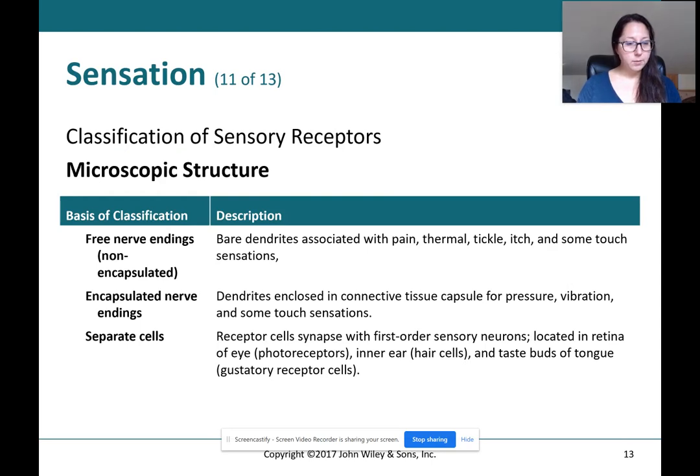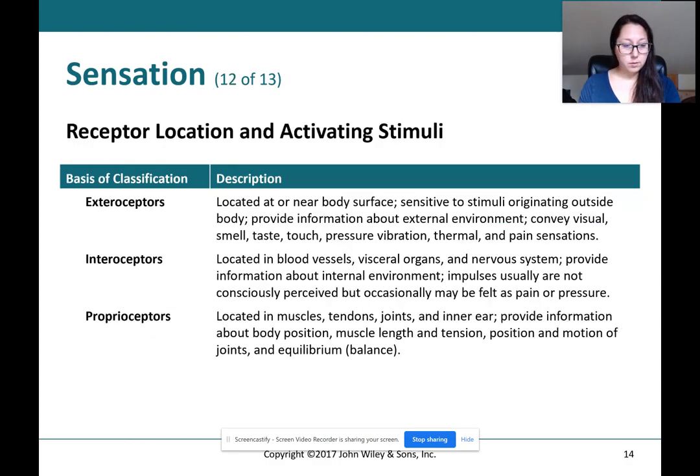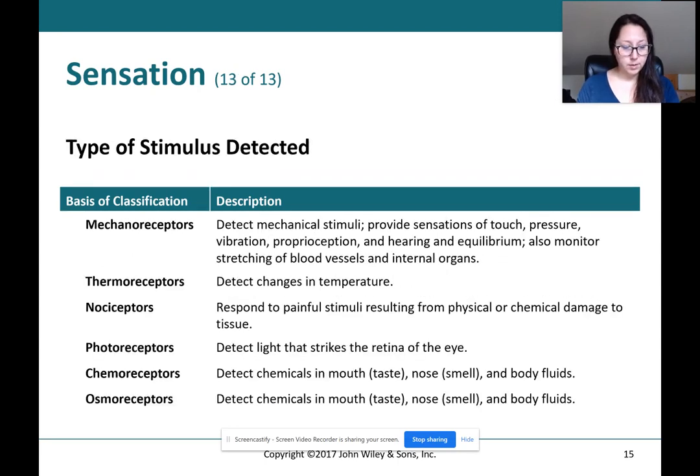Okay, so we have our classification of sensory receptors here. We talked about free nerve endings, encapsulated nerve endings, and separate cells. We talked about exteroreceptors, interoreceptors, and proprioreceptors. But I think this part is new.